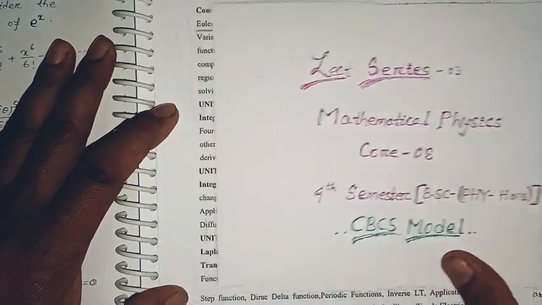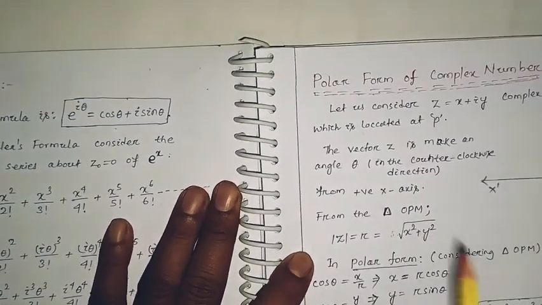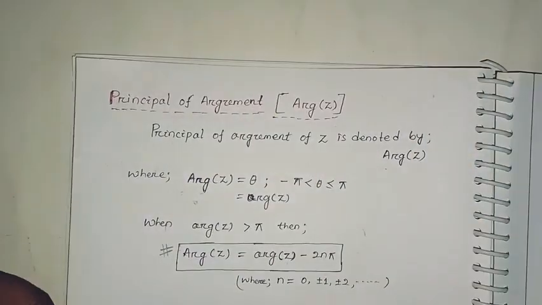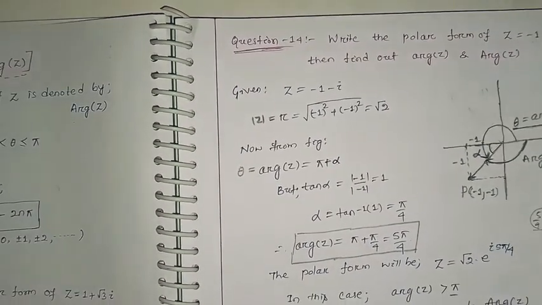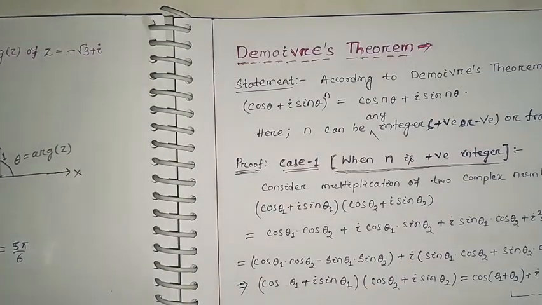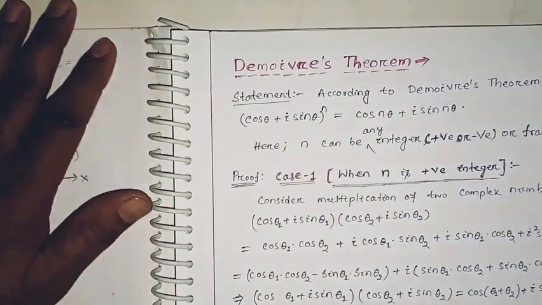In our last lecture we discussed Euler's formula, the polar form of a complex number, the principle of argument, and a few numericals based upon the principle of argument. In this class, we are going to discuss Demoivre's theorem and corresponding numericals. Okay, so let's start.